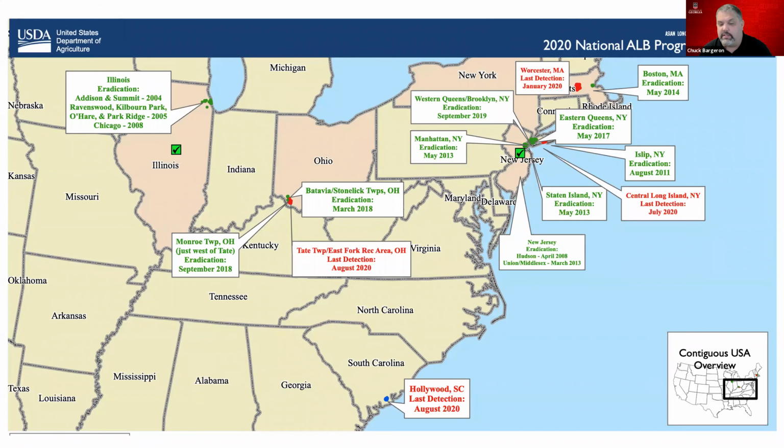So here's where it's shown up. As you can see, some of these are marked as green where it has been eradicated from that area. And then some of the other ones have been more recent detections where it has popped up, and they're currently doing what they can to remove the infested trees and remove trees around it to keep it from spreading any farther. But yeah, it was a significant jump when the population in Hollywood, South Carolina showed up.